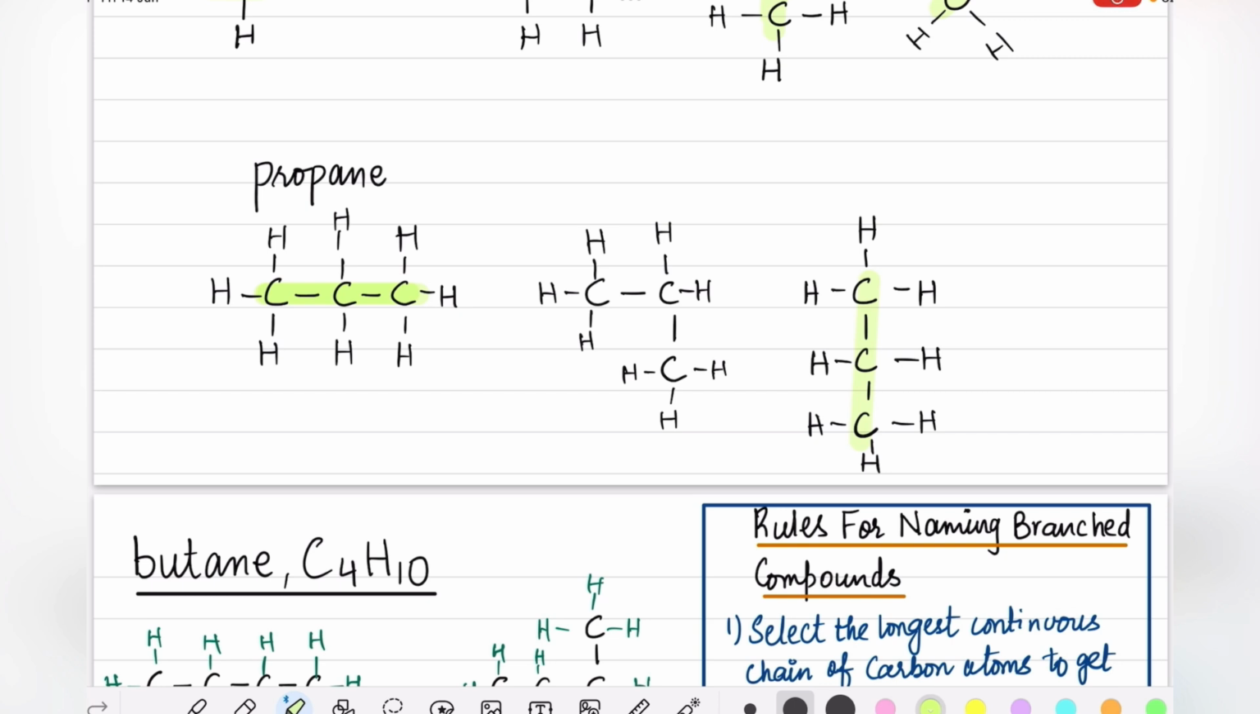But in the middle structure, two carbon atoms are present in the chain and the one carbon is present below it. However, this carbon atom can easily be twisted back to the main chain. So, this is also considered as a straight chain structure. This is not a branched structure. This means that all these three structures are straight chain structures. All these structures are same. So propane also does not show isomerism.